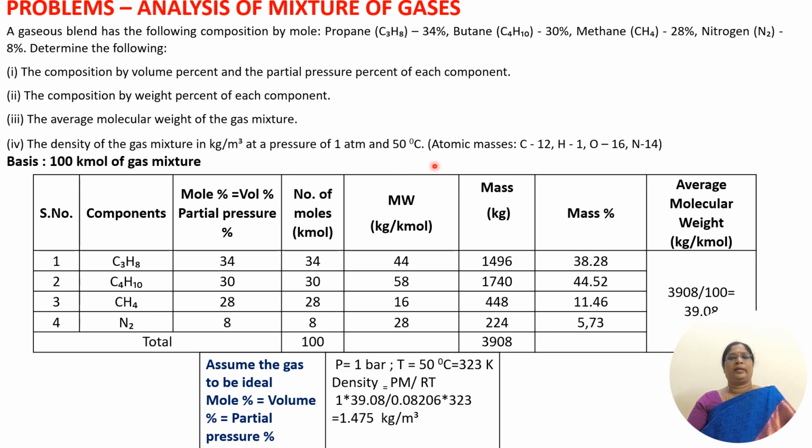Density at pressure 1 atm and 50 degrees Celsius. So the temperature in degree Celsius has to be converted into Kelvin by adding 273. So it will give you 50 plus 273 is 323 Kelvin. Density calculation is PM by RT, where P is 1 and the average molecular weight is 39.08 divided by 0.08206 into 323, and it gives you 1.475 kg per meter cube. So the density value is 1.475 kg per meter cube.